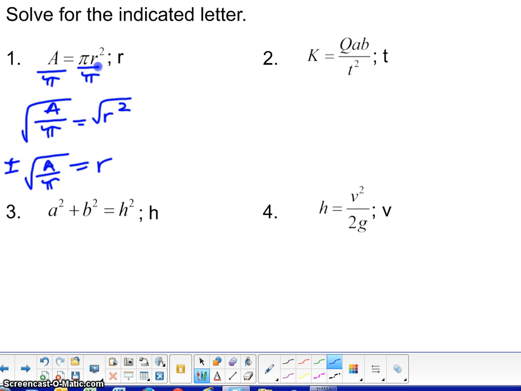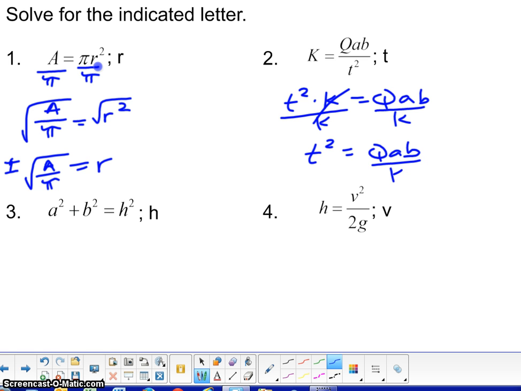All right, on the next one, we have T we have to get by itself. So first I'm going to eliminate the fraction by multiplying T squared to both sides. Then dividing by K, we'll get T squared by itself. And then finally, we're going to take the square root of both sides. And again, plus or minus. Make sure you are putting the plus or minus on there.